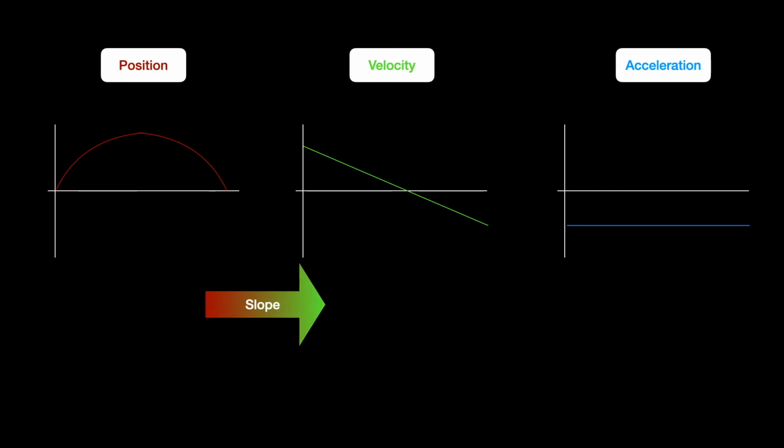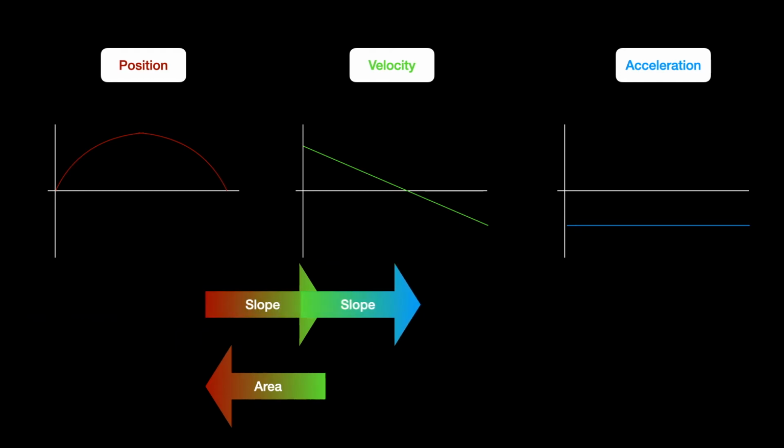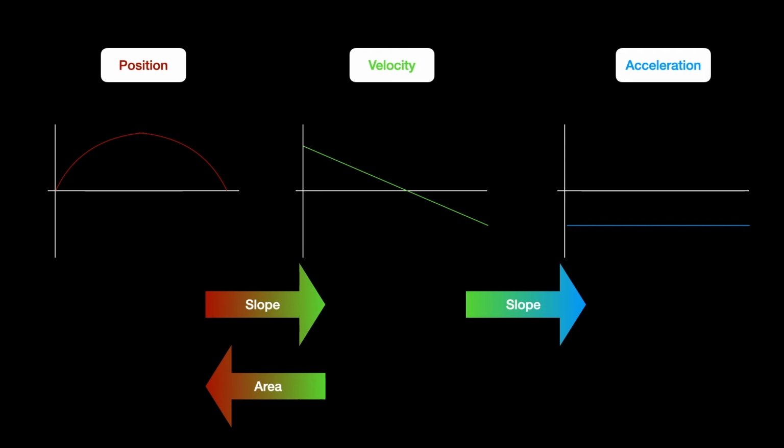But just to summarize, if you want to figure out velocity from position, you're going to take the slope. If you want to figure out position, or displacement rather, from velocity, you're going to take the area under the curve given the velocity graph. If you want to figure out acceleration and you're given velocity, then you're going to take the slope of the velocity graph. And if you want to figure out velocity given the acceleration graph, you're going to take the area under the curve.